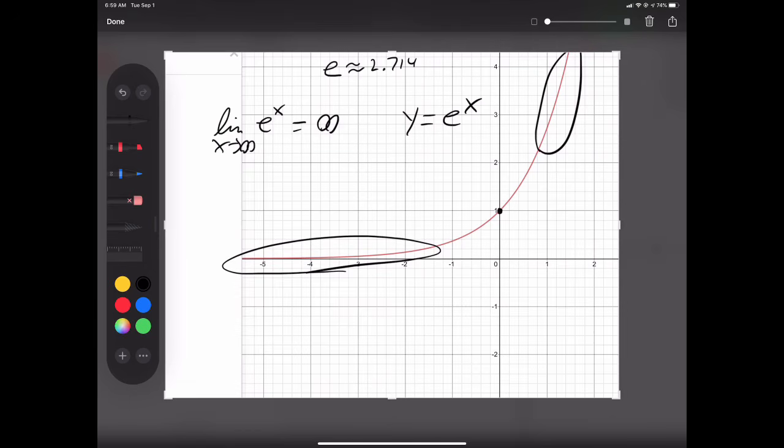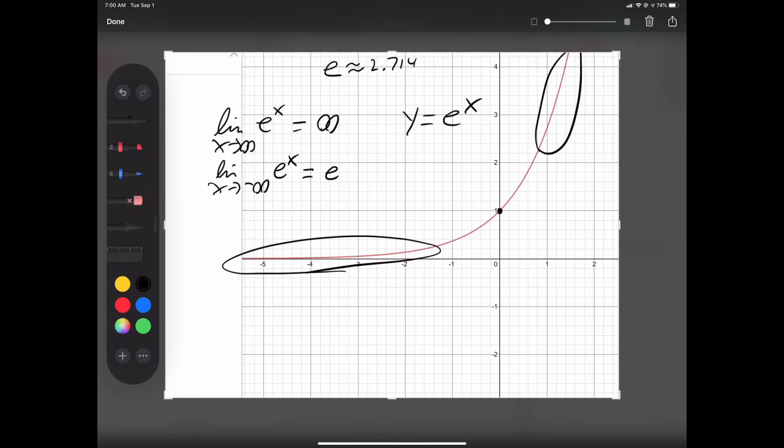And then, let's do this. The limit as x goes to negative infinity of e to the x equals. And if you look at this graph, if I move to the left, clearly it's going to 0. But how would you do that without a graph? Suppose you don't know that graph. Here's what you would do.